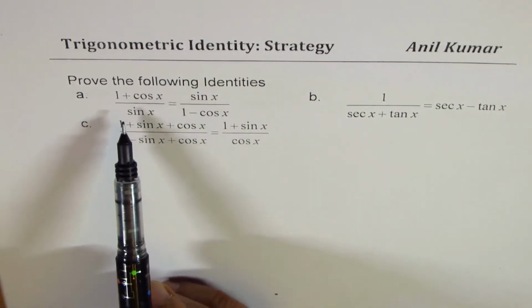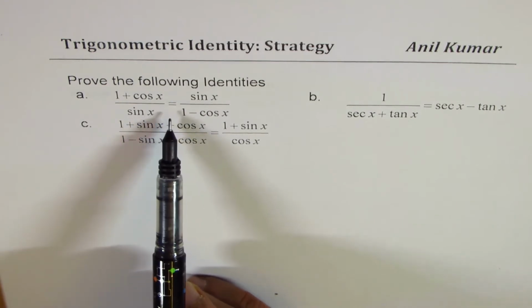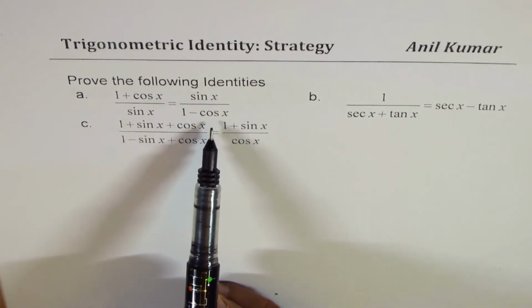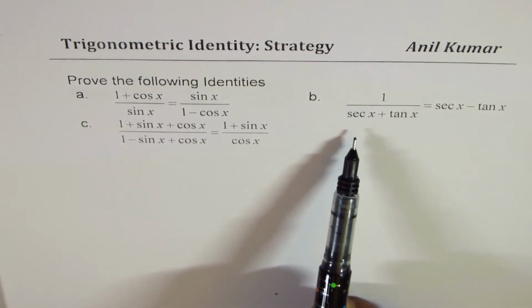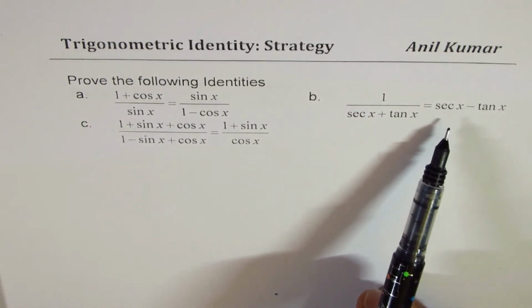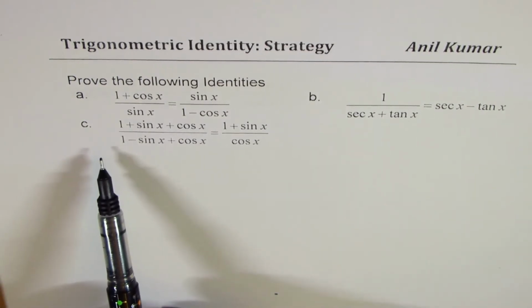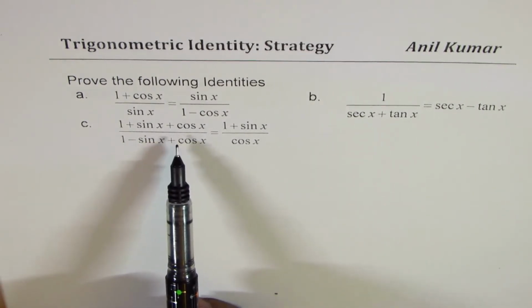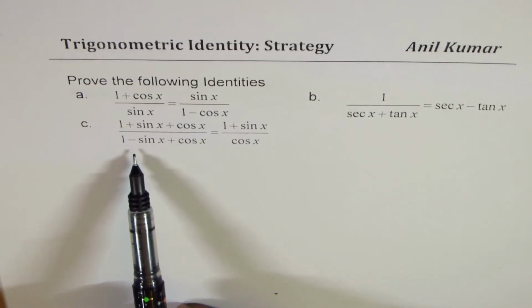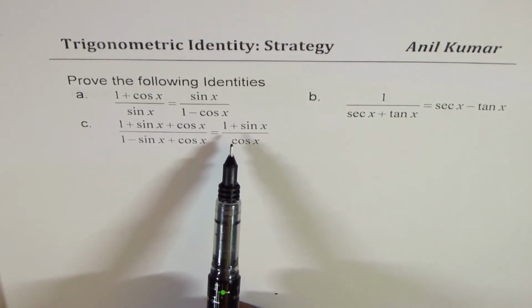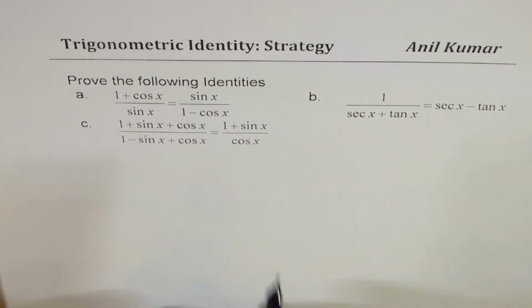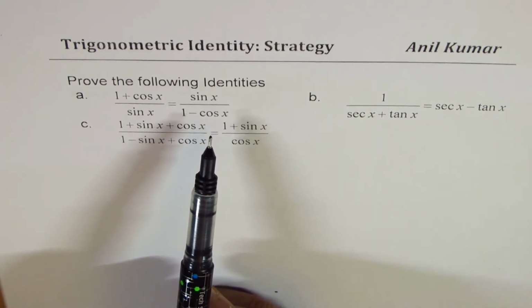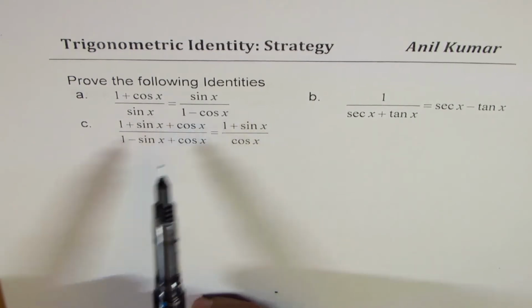The very first one is (1 + cos x) over sin x equals sin x over (1 - cos x). Then we have 1 over (secant x + tan x) equals secant x - tan x. And the third one is (1 + sin x + cos x) divided by (1 - sin x + cos x) is equal to (1 + sin x) over cos x. Now these are seemingly not so difficult questions. However, the strategy which I am going to teach you is very critical to understand how to solve similar questions.